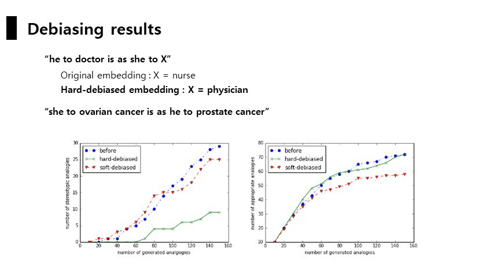The figure also shows that the number of appropriate analogies remains similar as in the original embedding after executing hard debiasing. This demonstrates that the quality of the embeddings is preserved. That's it. Thank you for listening.